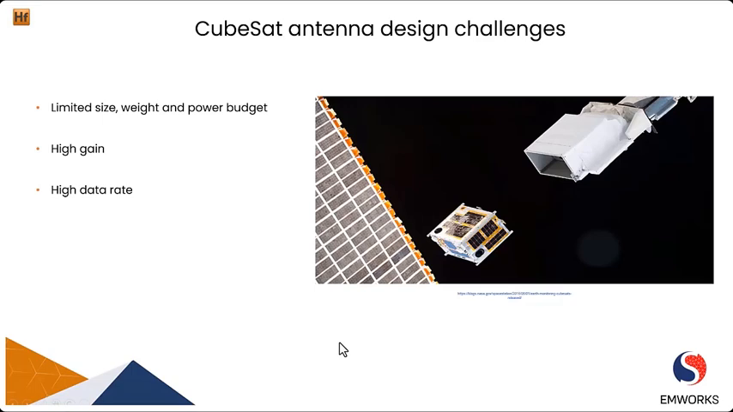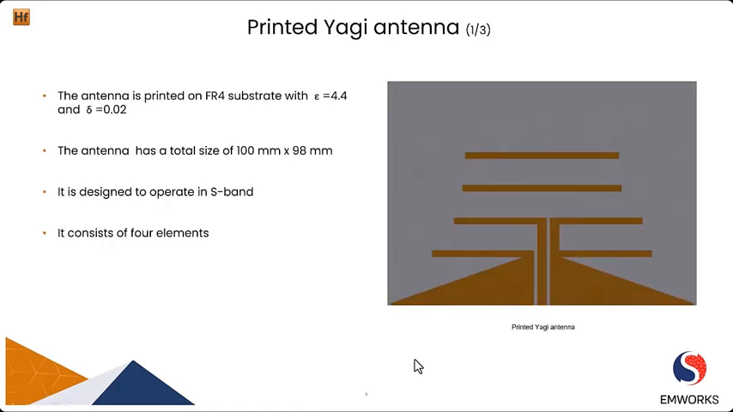Now we have talked about some of the antenna design challenges. Let's look now at an example of a CubeSat antenna. As we can see, we have a printed Yagi antenna. The antenna is printed on FR4 substrate. The antenna has total dimensions of 10 cm by 9.8 cm.